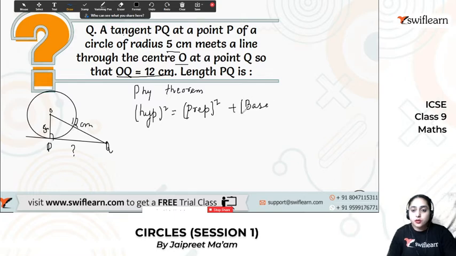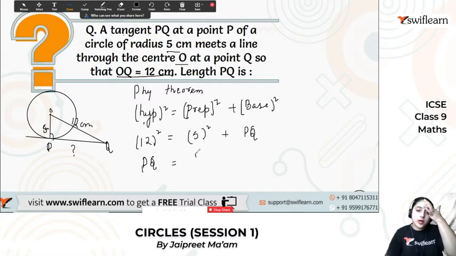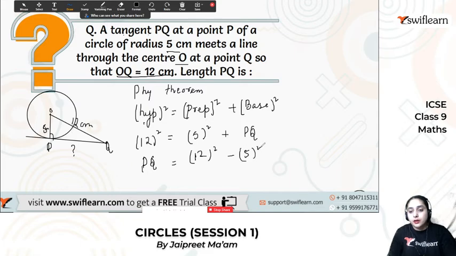So this is our question. And what is hypotenuse? Hypotenuse is given, it's 12 square, perpendicular is given, it's 5 square. We have to find base, and base we will write as PQ. So let's change it left hand side to right hand side. So it will become 12 square minus 5 square, and PQ square.